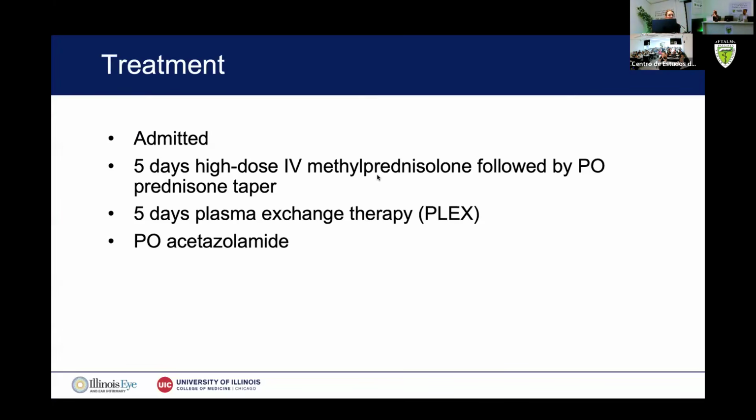So he was admitted for treatment. He received 5 days of high-dose IV methylprednisolone, followed by a PO prednisone taper. He got 5 days of plasma exchange therapy as well. And then he was also treated with oral acetazolamide, 1,000 milligrams BID, given the elevated ICP.